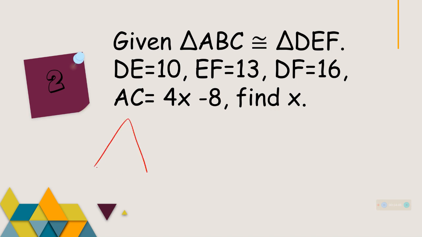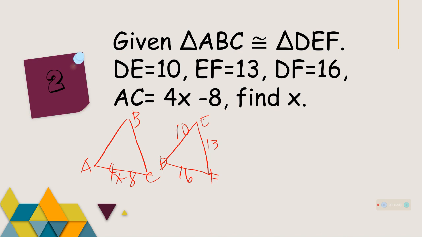So, given triangle ABC. So we have triangle ABC and triangle DEF again, but we have different info given. DE is 10. EF is 13. DF is 16. AC is 4x minus 8.